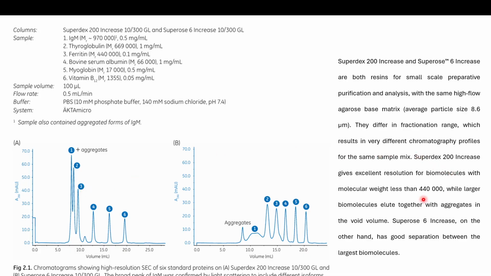Okay, and so while larger biomolecules are eluting together, right? There is very bad separation. The resolution is too bad as compared to these ones, right? For 4th, 5th, and 6th ones, which have a really lower molecular weight. Whereas if we talk about Superose 6 here, on the other hand, it shows good separation between the largest molecules. So the type of resin, the packing of resin also affects SEC separation.